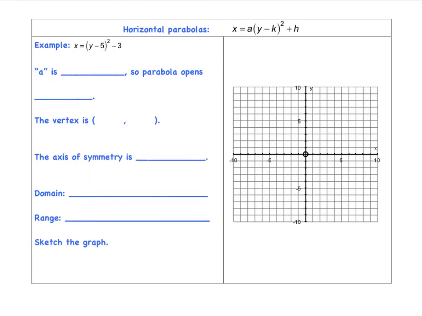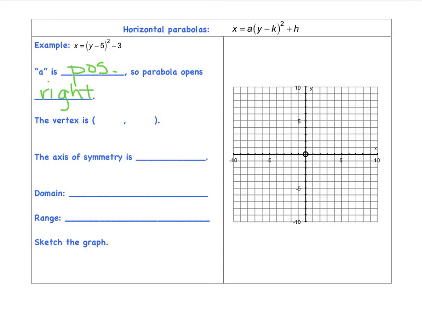In this example, we have x equals (y minus 5) squared minus 3. Now in this equation, the a is positive, so that means our parabola will open to the right.